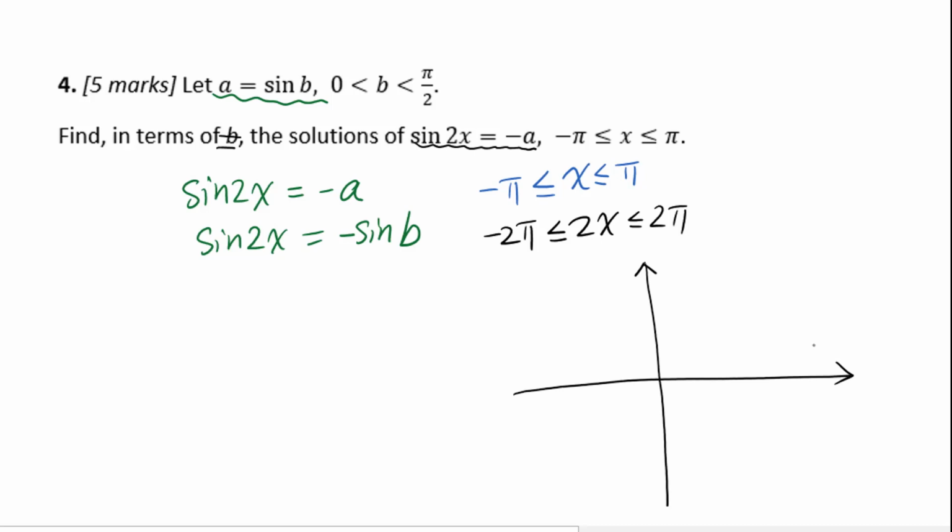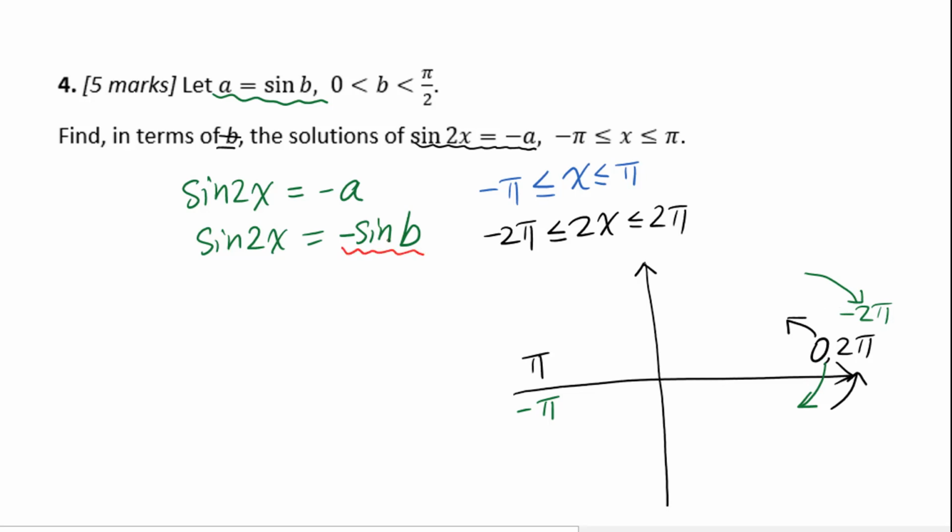We need to draw the positive domain, which is from 0 to 2 pi. So we have 0, this is pi, this is 2 pi. We start at 0, end at 2 pi. Then we need to draw negative 2 pi. Negative angle will be clockwise. So from this side, 0, negative pi, then negative 2 pi. We start at 0, end at negative 2 pi.